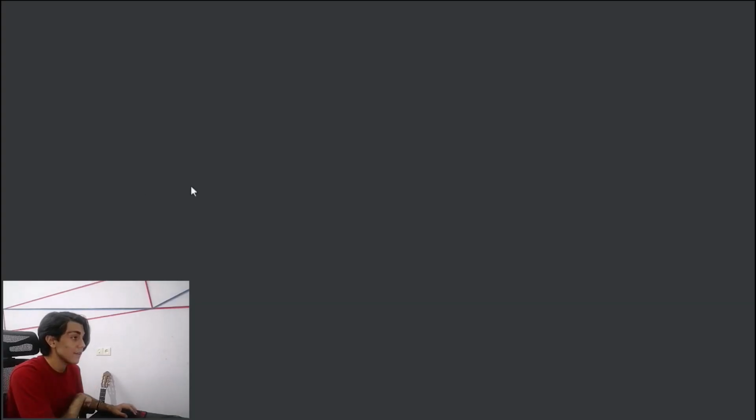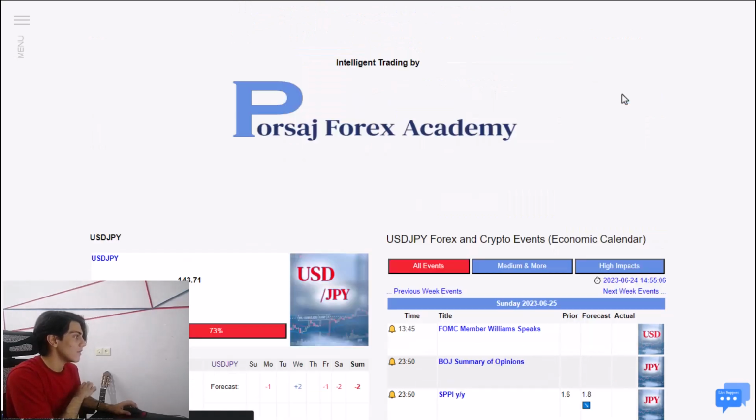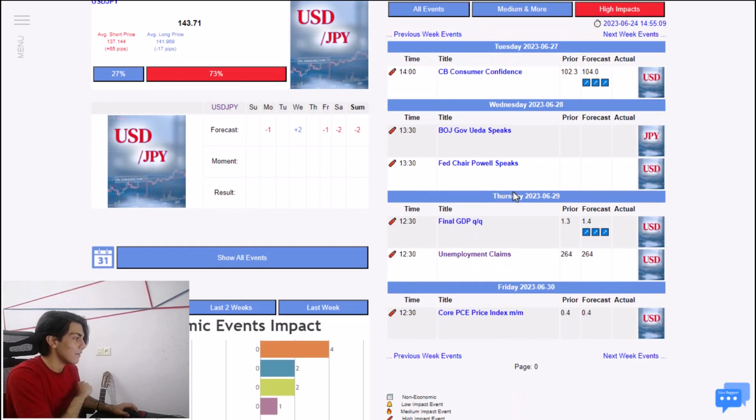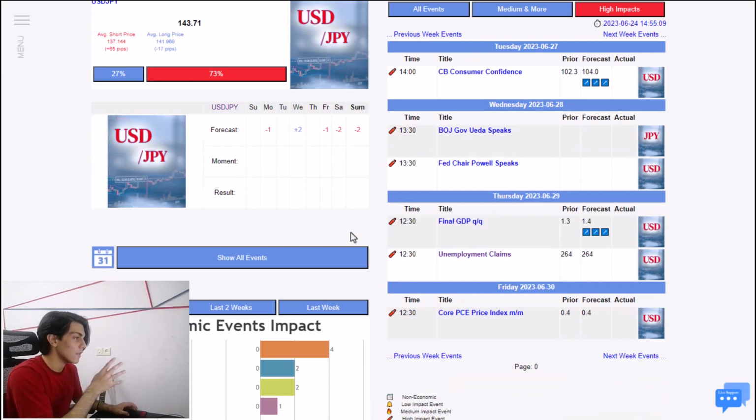Now if we take a look at USDJPY, and if we go to next week's events, and if we go to high impacts again, this one has taken some negative points for the next week. So this one is more likely to fall because of the lack of support below its price as we analyzed it on the chart.